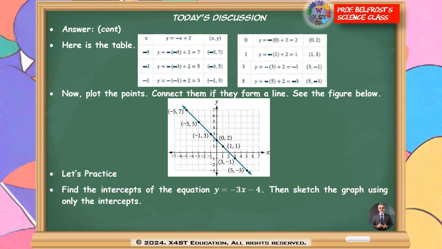Example number 3. Find the intercepts of the equation y equals minus 3x minus 4, and then sketch a graph using only the intercepts.